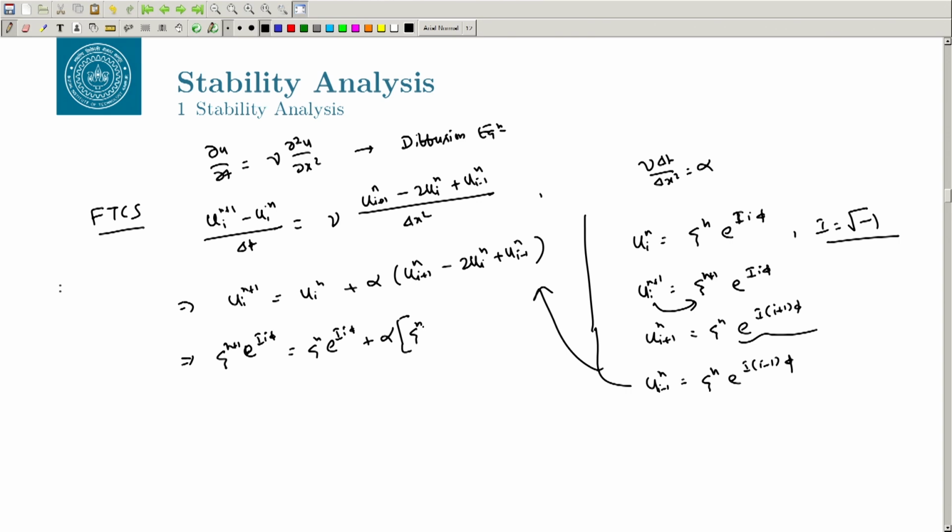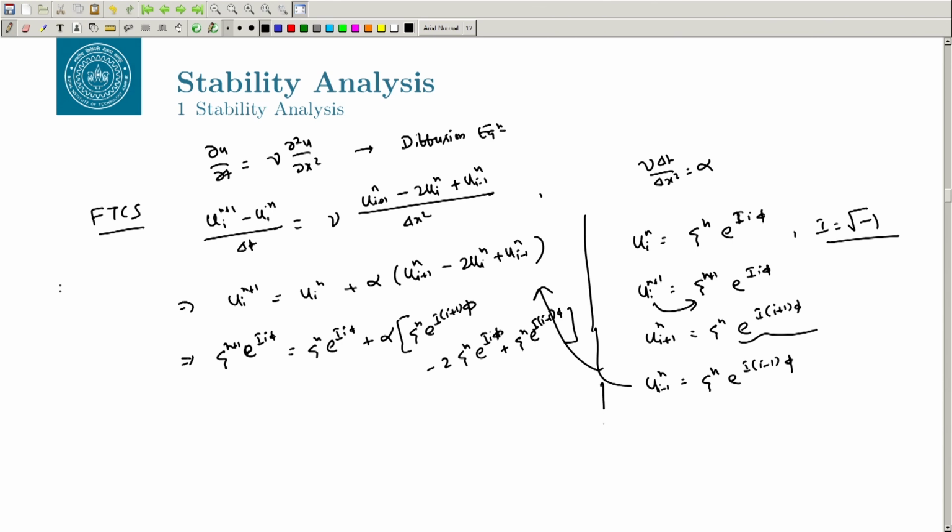G to the power n e to the power I plus 1 phi, minus 2 g to the power n e to the power I phi, and plus g to the power n e to the power I minus 1 phi.